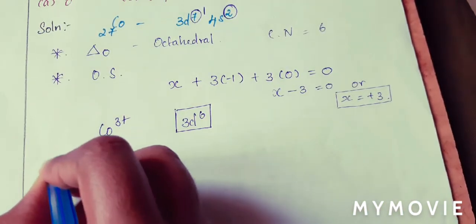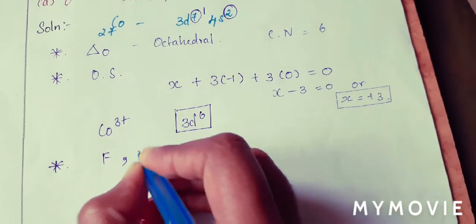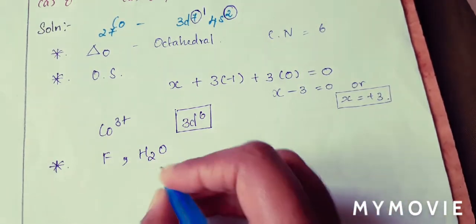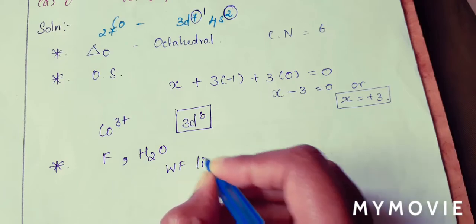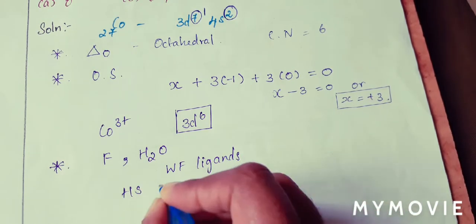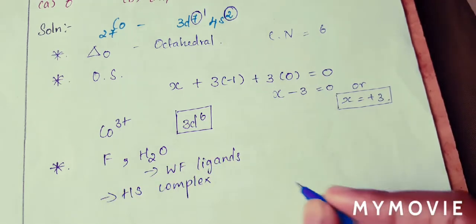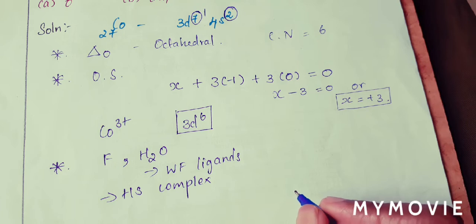Type of complex. So when you look at the complex, we have fluorine and water, both of which are weak field ligands. Since they are weak field ligands, only high spin complexes are possible. So when a high spin complex is formed, we know that filling up of electrons will follow Hund's rule of multiplicity. And it's an octahedral complex.